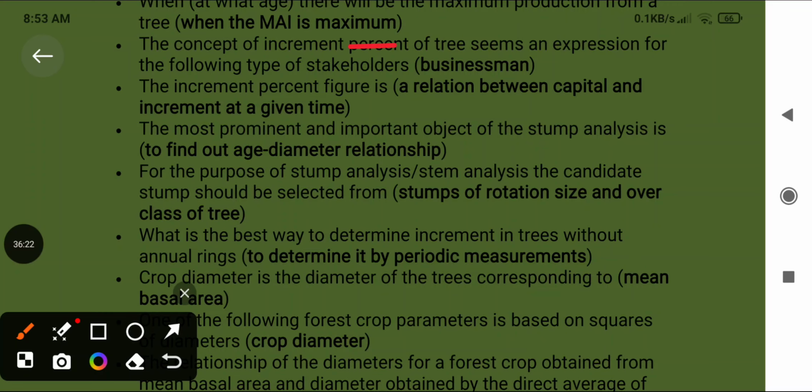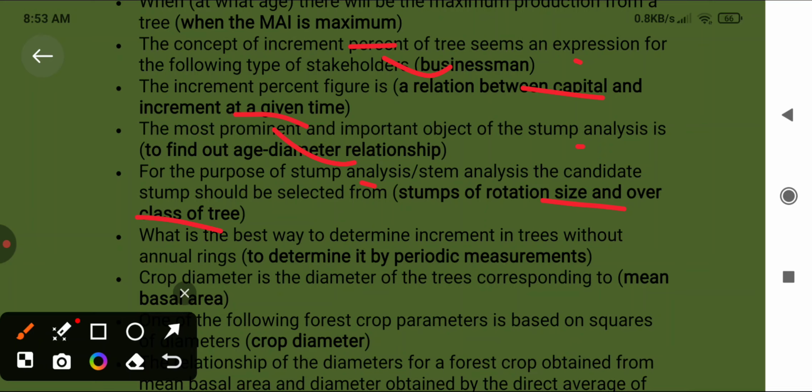The concept of increment percent of tree is seen as an expression for the following type of stakeholder: businessman. And the increment percent figure is a relation between capital and increment at a given time. The most prominent and important object of the stem analysis is to find out age diameter relationships. For the purpose of stem analysis, the candidate stems should be selected from stem of rotation size and over class of tree.